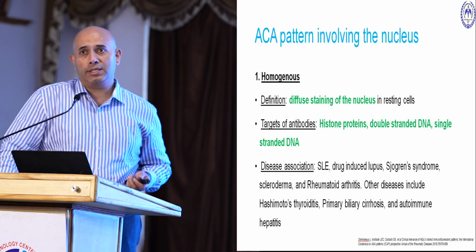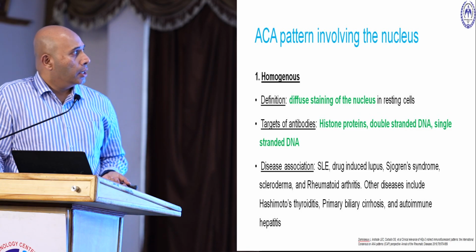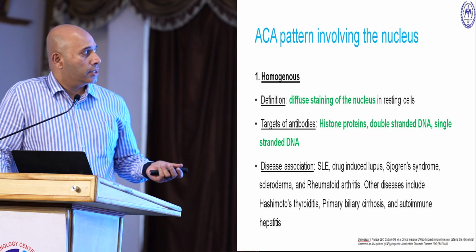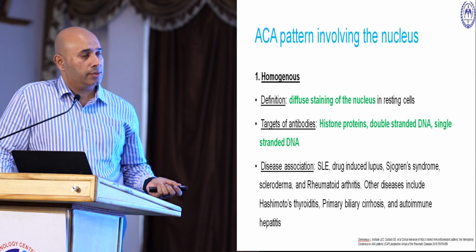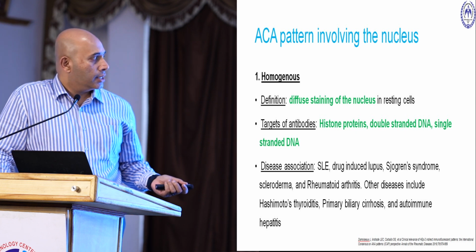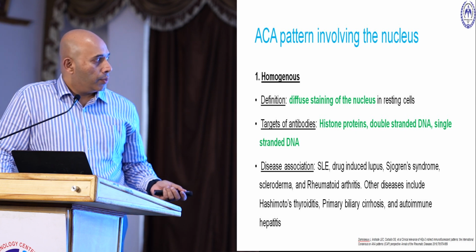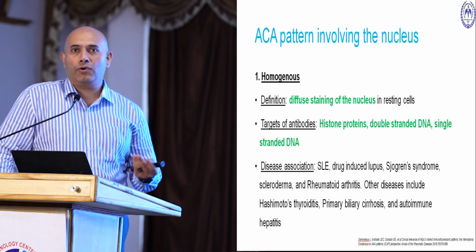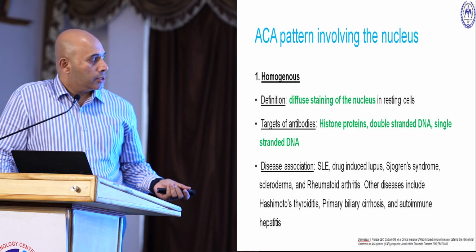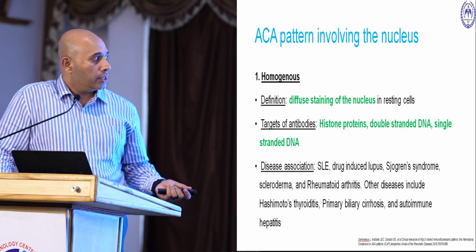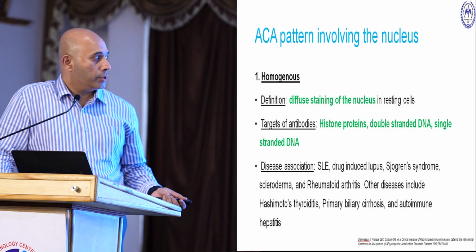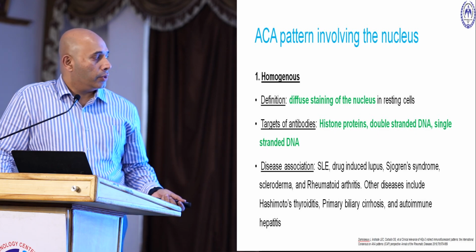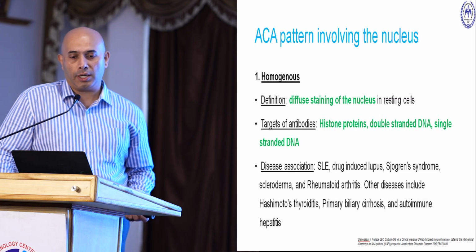The homogeneous one is, I would say, the most common one. There's a diffuse staining of the nucleus, and it targets the histone proteins, and is basically seen with double-stranded DNA and single-stranded DNA. One of the most important diseases we test ANA for is lupus, and that's why we get lupus over here. It can be there in drug-induced lupus because of the histone proteins. Sjogren's, scleroderma, rheumatoid arthritis, we generally don't check there, but we do get it in PBC, or primary biliary cirrhosis, and autoimmune hepatitis as well.